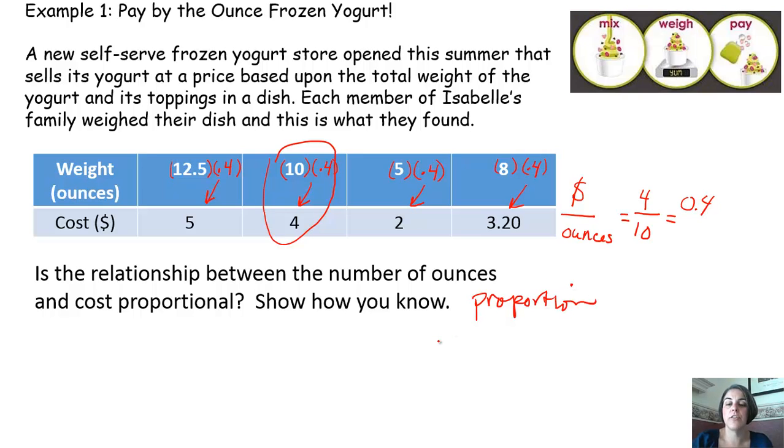If it says, how do you know? You tell them, because every time I take a weight, I simply have to multiply it by 0.4 to get my cost. Weight times 0.4 gives you your cost. And as long as there's a constant value that you're able to multiply that first quantity by to get the second quantity, it's proportional.